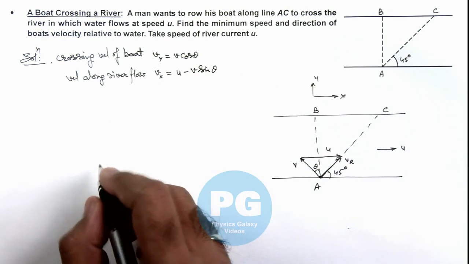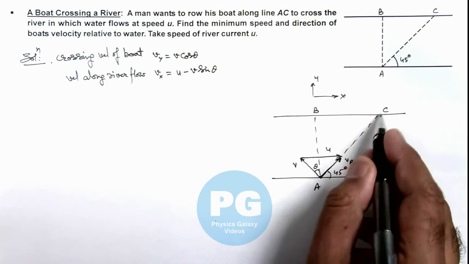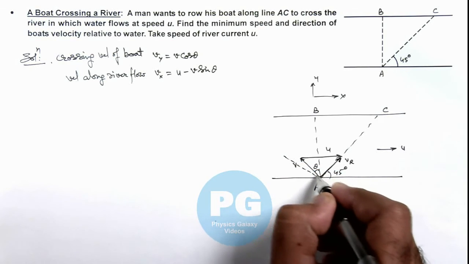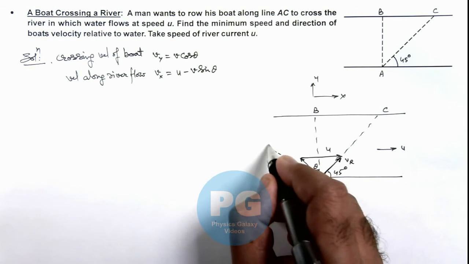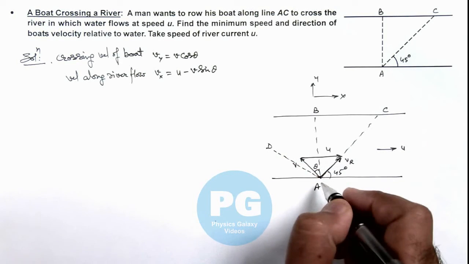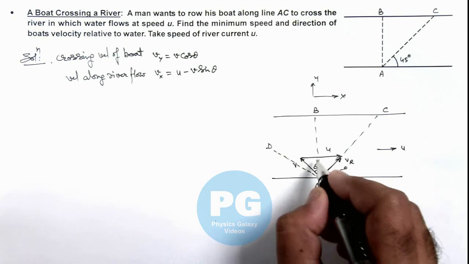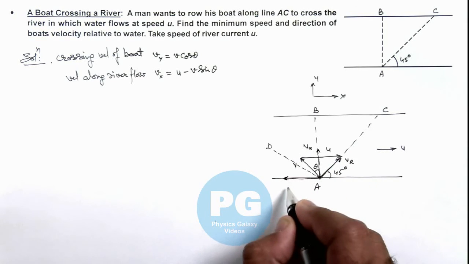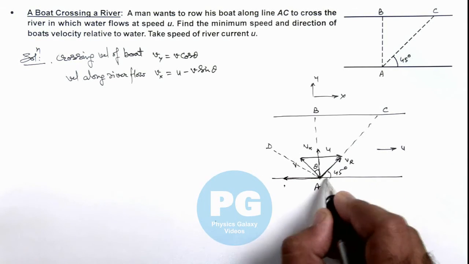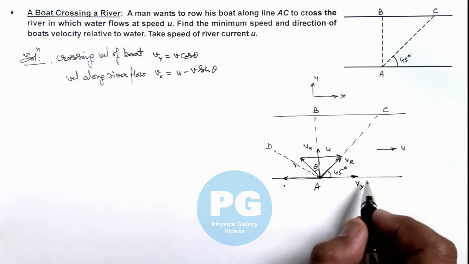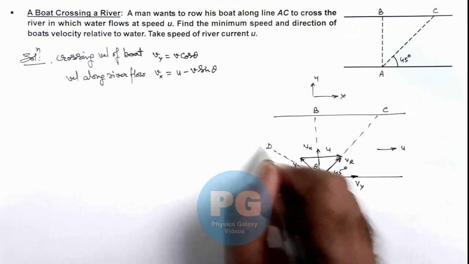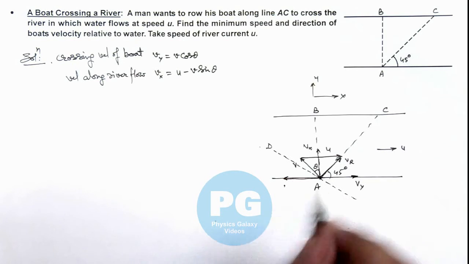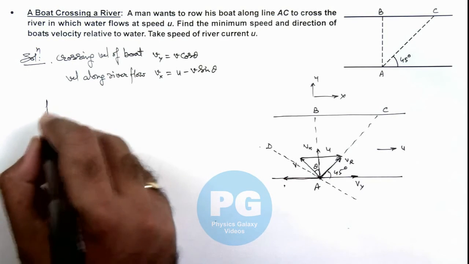So we can write it as u minus v sin theta. Now in this situation, as we are given that the resulting velocity is along line AC, that means in the direction perpendicular to line AC, say if a line AD is drawn which is normal to line AC, then the two velocity vectors of the boat, one along the x direction which is vx, another along the y direction which is vy, their components along line AD must be 0 so that the resulting velocity is along line AC.